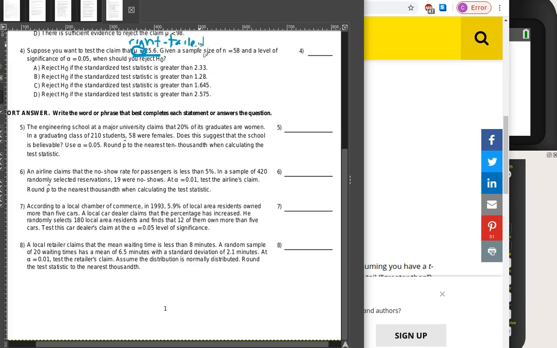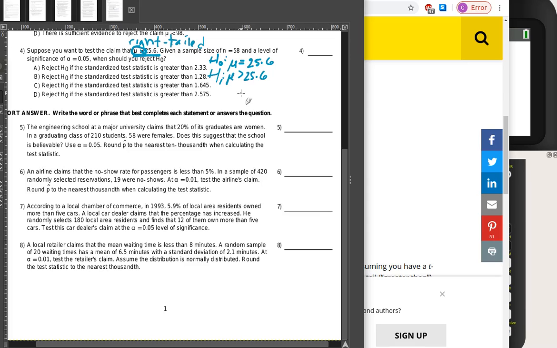And if we were going to set up the null and alternative hypotheses, the null one would be that the mean is equal to 25.6, and then the alternative, which determines that this is a right-tailed test, would be greater than 25.6. So this is looking like which kind of test?